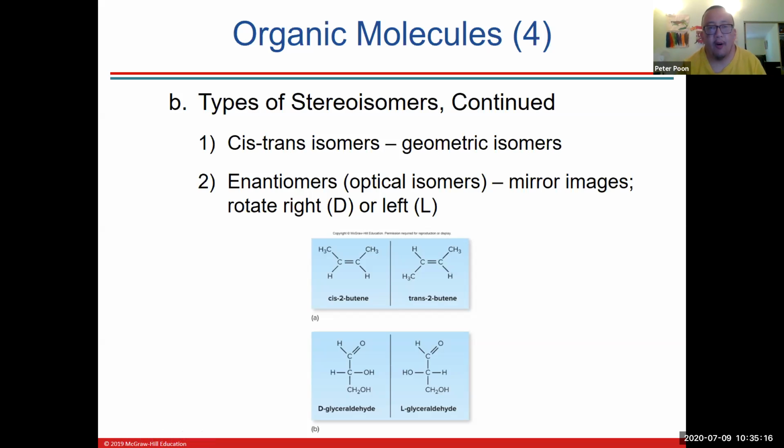So how I determine cis and trans: I take a look at a double bond and I find the 2 biggest things coming off the double bond, so this one and that one. If they're on the same side, they're cis. If they're on opposite sides, they're trans.